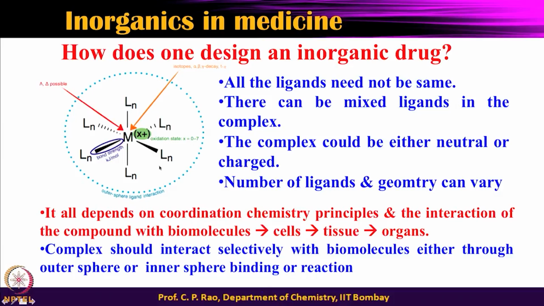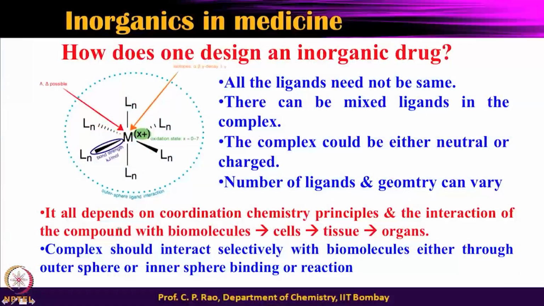So, once you plan a design, you make a lot of complexes. These complexes can be checked for their activity. Some of them bind, some of them may not bind. Some will bind and react, some may bind but not react. All of these things are possible. So it all depends basically on the coordination chemistry principles.